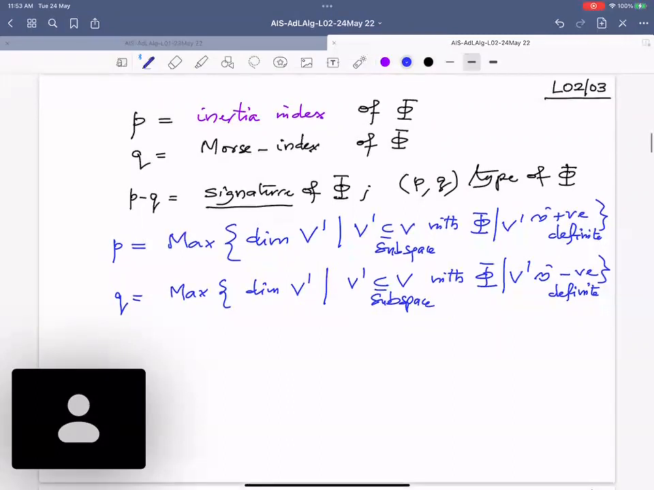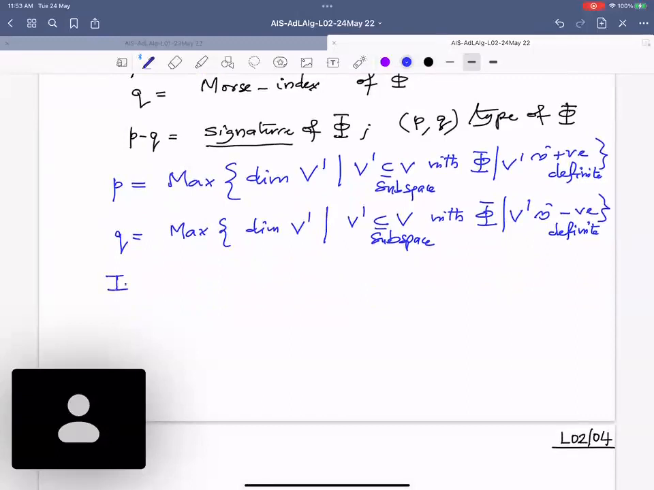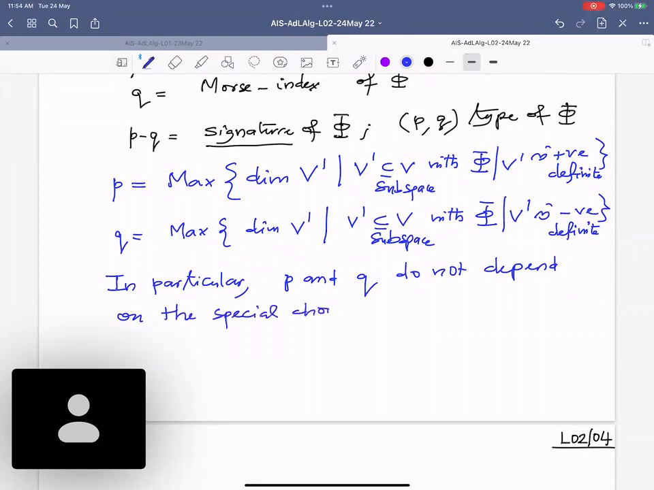In particular, P and Q do not depend on the special choice of the orthogonal basis X, which is x1 to xn.